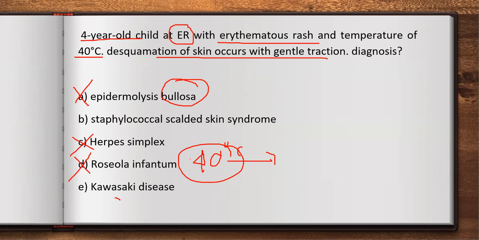And later on, at the convalescent phase, that means when the child gets better, they will have desquamation. But this patient is at the moment having fever and rash, so it's not the convalescent phase. At this time, having desquamation, it is unlikely to be Kawasaki disease. But it was a good option to choose. Now, the other one is staphylococcal scalded skin syndrome.